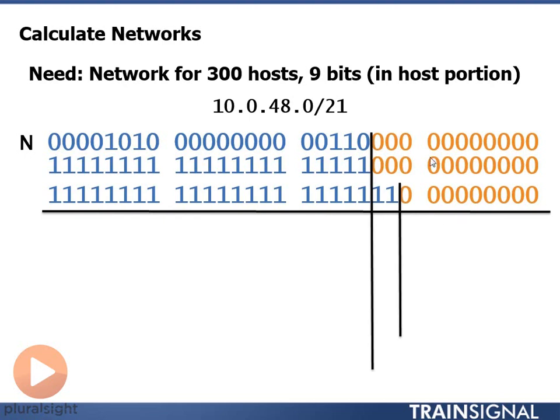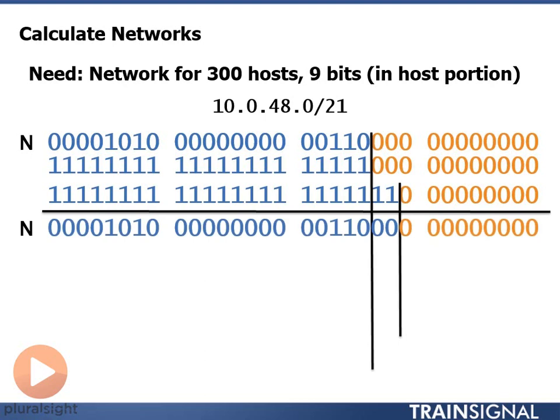Once I have that, I can start calculating my network address. Now, for the first address in variable length subnetting, we're always just going to use the address that was given to us by the ISP. We're just going to change the mask on it. So we were given a /21 mask. We're changing that to a /23 mask. But the network address, that number, remains the same. We just changed it to 10.0.48.0/23.